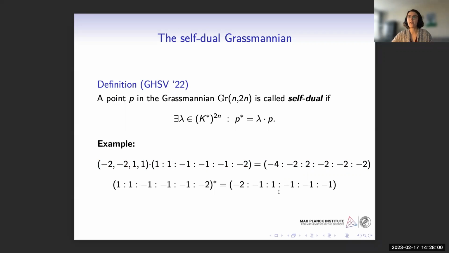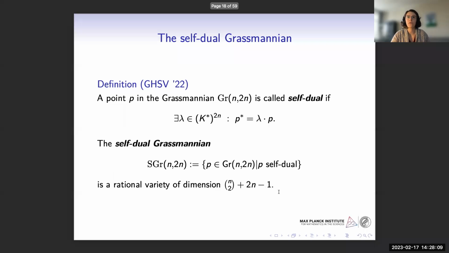Okay, so now we know what the self-duality condition means on the level of the Grassmannian. And now I can define the self-dual Grassmannian. It's just the set of all points in the Grassmannian that are self-dual. And this is actually a variety. It's a rational variety, and it has dimension n choose 2 plus 2n minus 1. Okay, so now we have a nice parameter space for these self-dual point configurations.